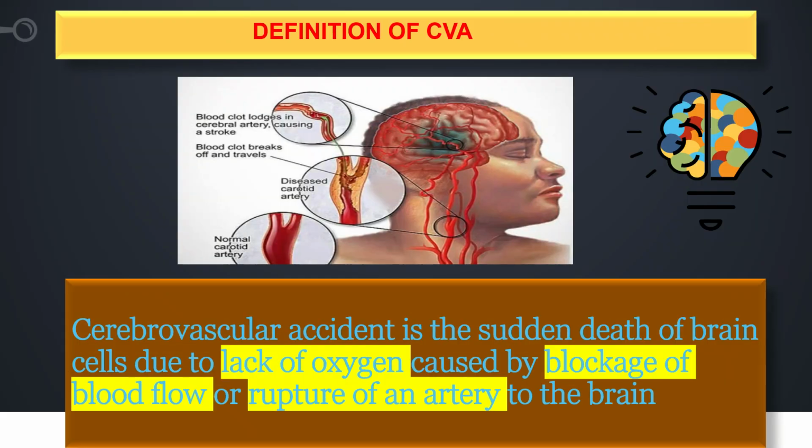So if you think about the definition, it is a sudden death of brain cells, just like your myocardial infarction. This is also like that, but this is the brain. So this is a sudden death of your brain cells due to lack of oxygen, caused by what? A blockage of blood flow, that is ischemic, or rupture of an artery to the brain, which is hemorrhagic.